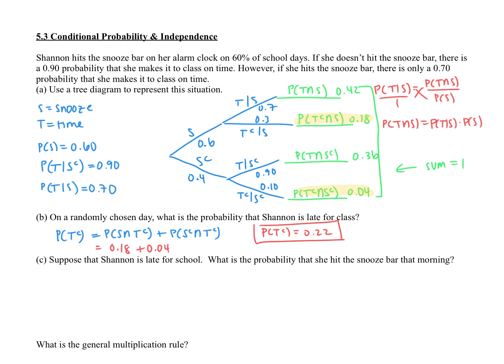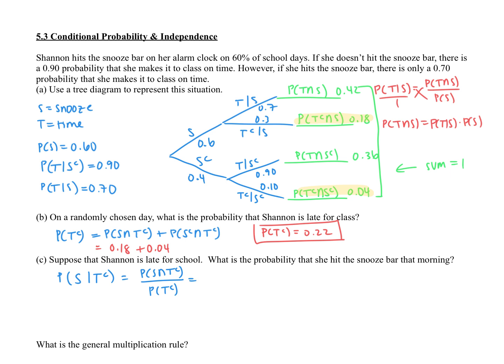So part C. Suppose that Shannon is late for school. What is the probability that she hit the snooze bar this morning? Okay, so suppose she's late for school. So given she's late for school, what is the probability that she hit snooze? Well, this is now just a formula. We did it in red. It's a formula right off of the formula sheet. This is going to be the probability of S and T complement over the probability of T complement.